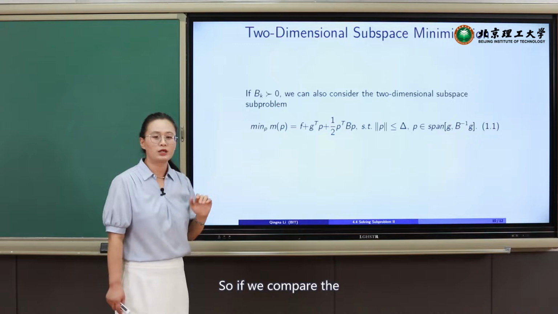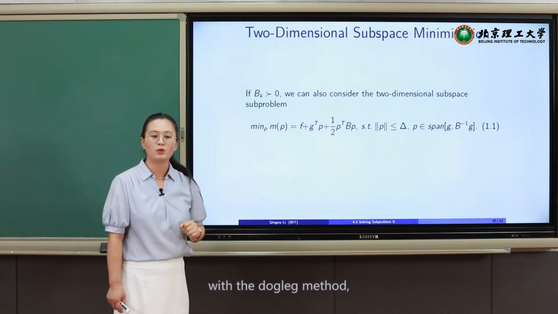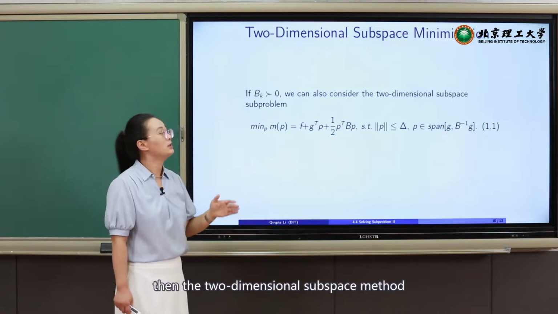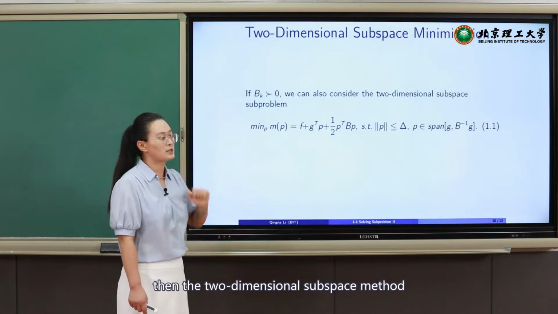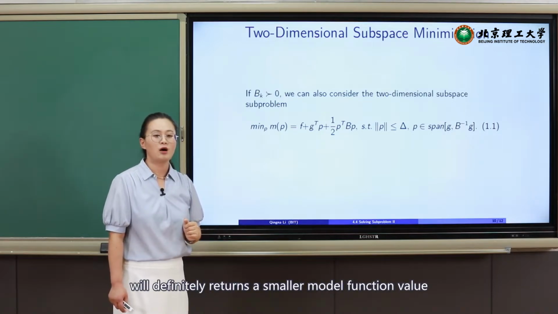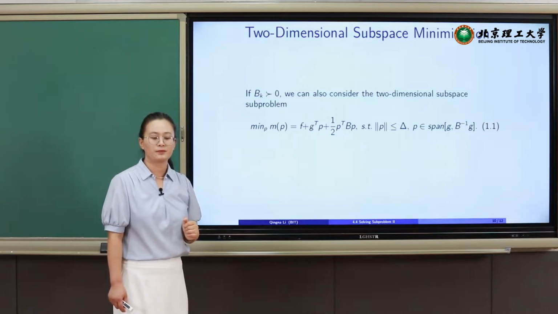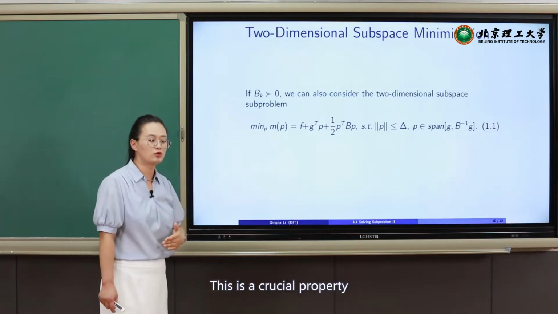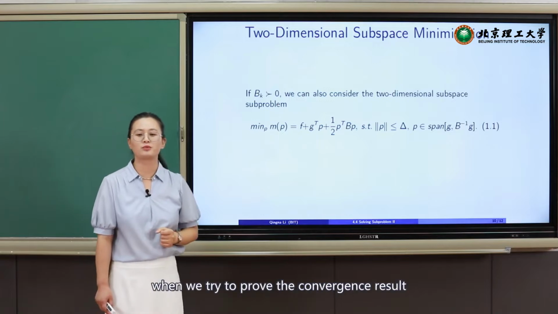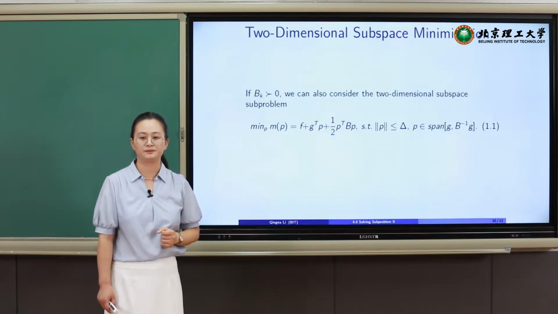So if we compare the two-dimensional subspace minimization method with the dogleg method, then the two-dimensional subspace method will definitely return a smaller model function value than the dogleg method. And this is a crucial property when we try to prove the convergence result for trust region methods.